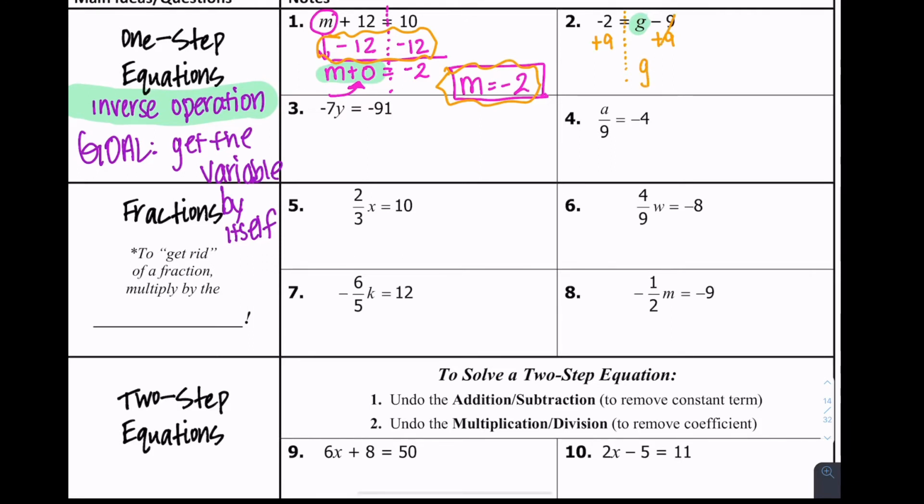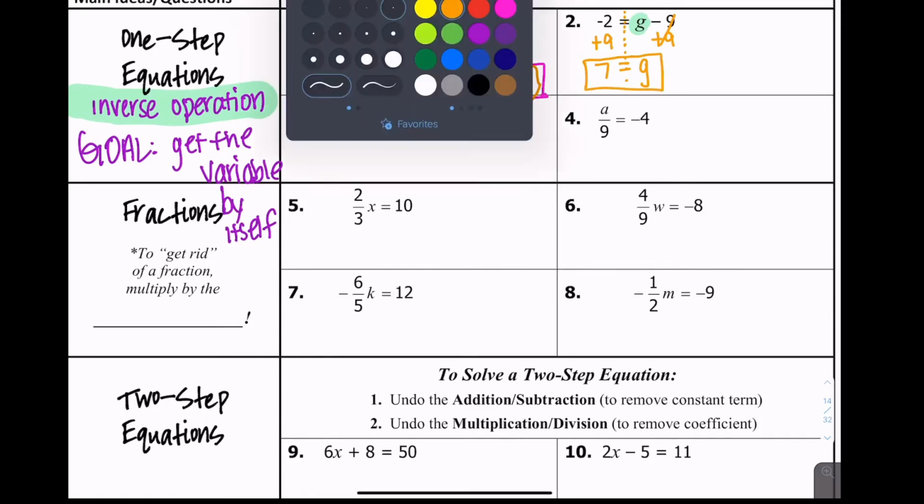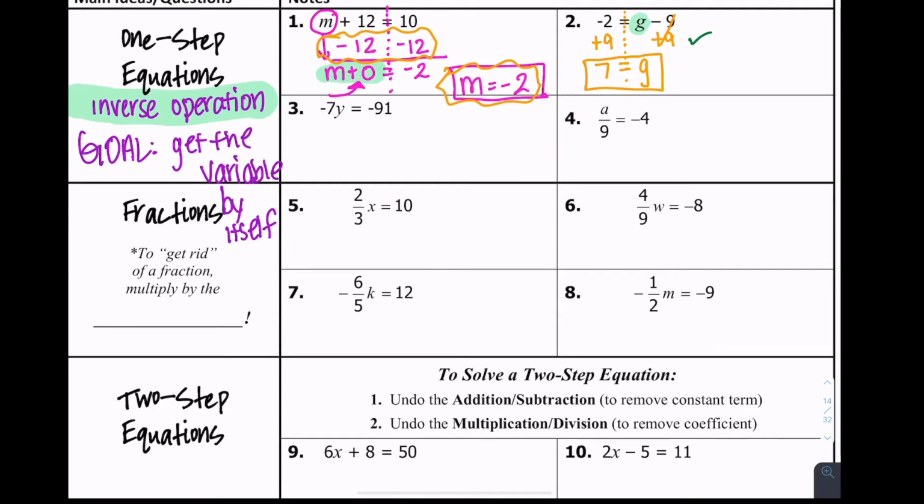I'm left with a g here equals -2 plus 9 is a +7. This would be what I want to see. Okay, here is one question. Here's a second. So you just got 2 points. Okay, that's what I'm looking for.